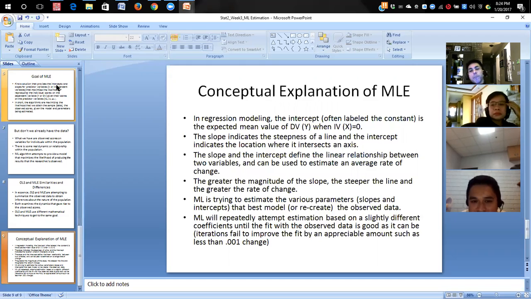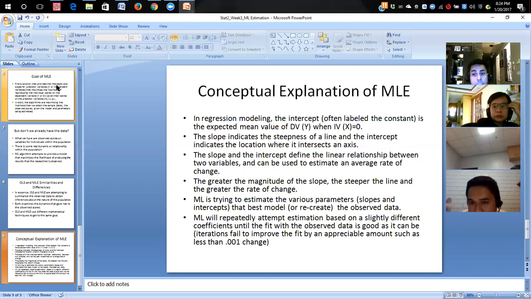So what is the conceptual explanation of maximum likelihood estimation? Because as I promised you guys, we're going to really discuss concepts here, because understanding the concepts is the key to modern statistics. The conceptual explanation of maximum likelihood is that in regression modeling, remember, regression is a line. Always think of a line when we talk about regression. So regression is to fit a line.